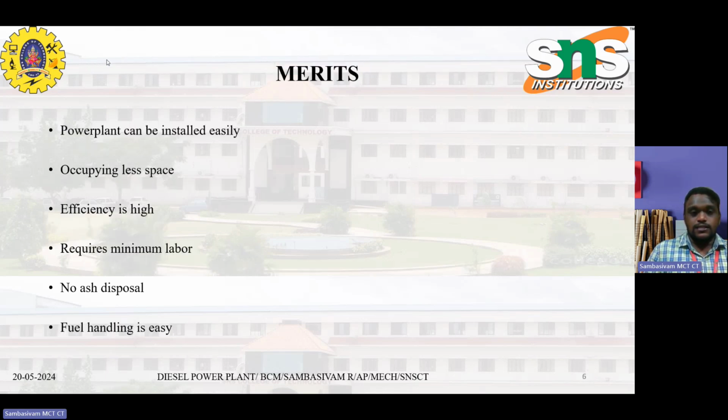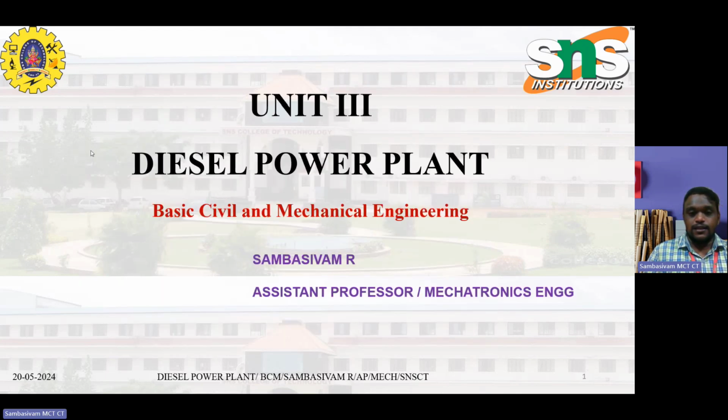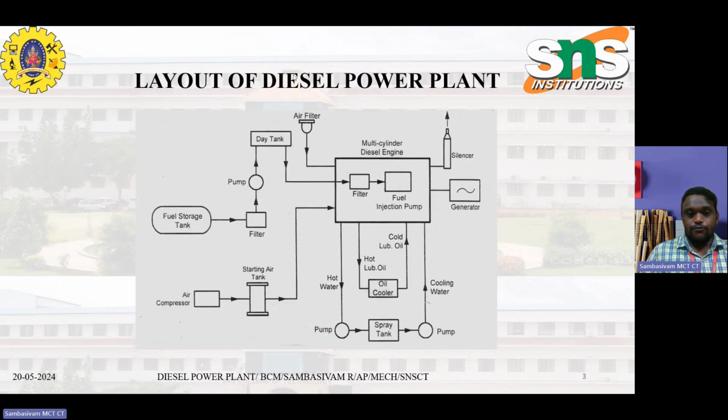These are the important things we are discussing, starting with the fuel tank. In the working principle, the fuel is transferred through a filter. The pump is used to take it into a day tank, and similarly the air from the atmosphere is taken in through the air filter. Then both fuel and air are injected into a multi-cylinder diesel engine. The filter and fuel pumps are indicated. Similarly, the air compressor's starting air is transferred to the multi-cylinder diesel engine.